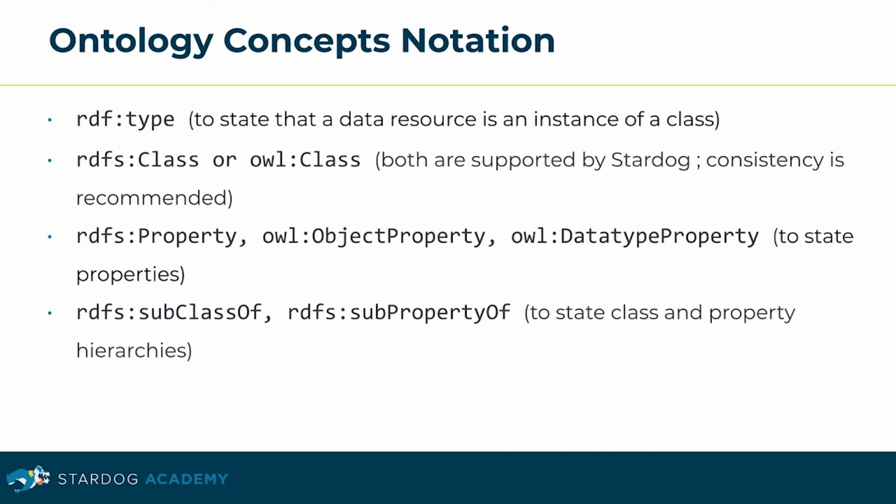To summarize the ontology concepts notation, we use the rdf:type term to state that the data resource is an instance of a class. We use rdfs:Class or owl:Class to state that something is a class. Both are supported by Stardog, but consistency is recommended. And we use rdf:Property and owl:ObjectProperty and owl:DatatypeProperty to state properties. At the end, we can also state class and property hierarchies through the terms rdfs:subClassOf and rdfs:subPropertyOf.